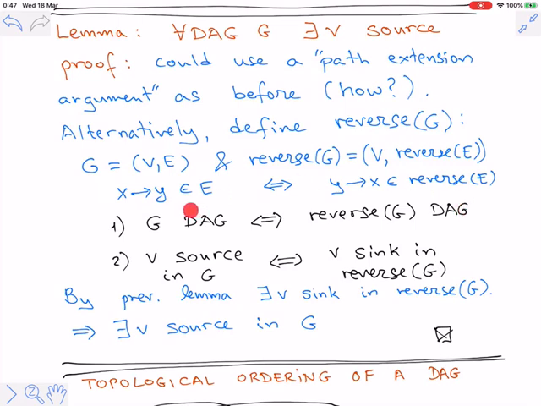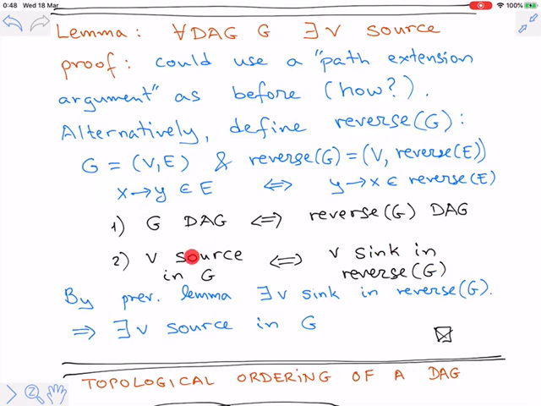Right? Why is this true? Well, suppose that the reverse of G is not a DAG, namely, it contains a cycle. Now walk along this cycle in the reverse direction. You get a cycle in G, which is a contradiction because G is acyclic. Okay, and you could also prove the converse direction using the same argument, walking around the cycle in the reverse direction.